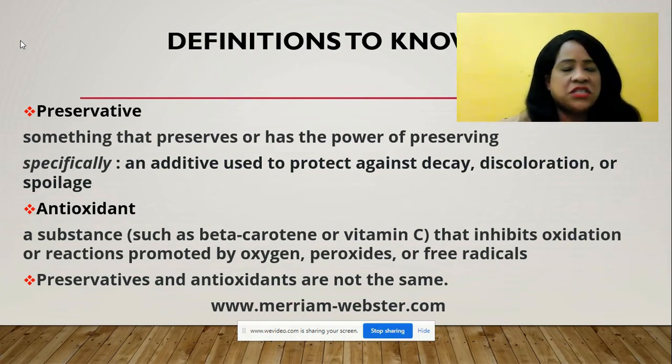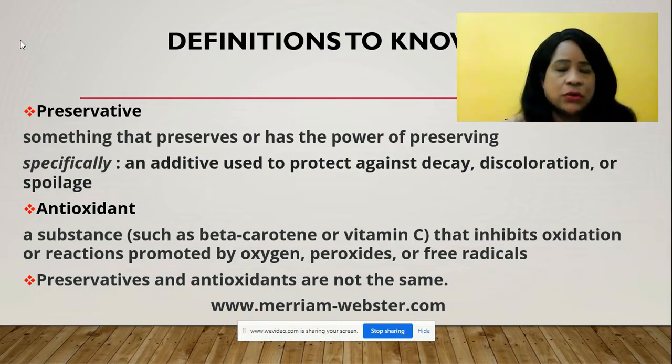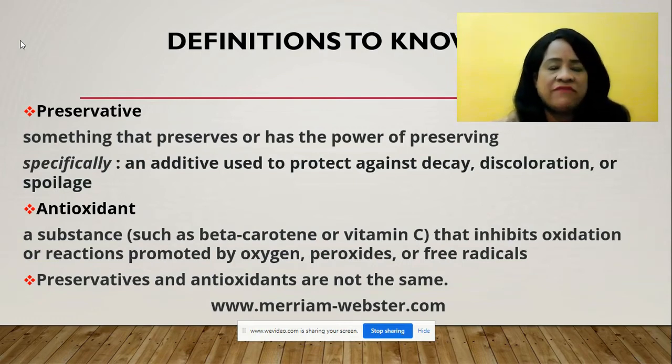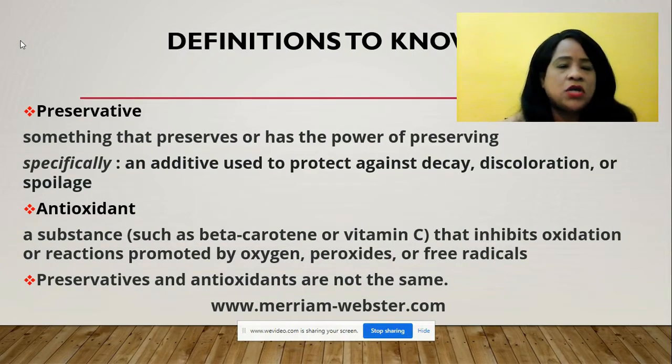The second definition is antioxidant. An antioxidant is a substance such as beta carotene or vitamin C, and it inhibits oxidation or reactions that are promoted by oxygen, peroxides, or free radicals. Keep in mind that preservatives and antioxidants are not the same. When I do a video, if I use information that's taken directly from another source, I like to give them credit. So these particular definitions were taken directly from the Merriam-Webster Online Dictionary.